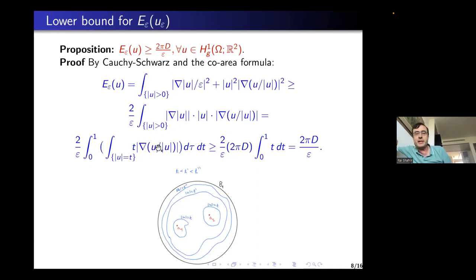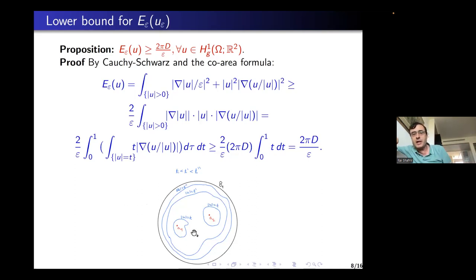This doesn't appear anymore in this formula. And now modulus of u is t. Now in the inner integral, t we can take out. It doesn't play any role. And you have the integral of the gradient of the normalized u, the direction, the orientation of u. So it's essentially the gradient of the phase of u. And it's not difficult to see that when you look at a closed curve or a union of closed curves of this form, you get 2 pi times the degree.